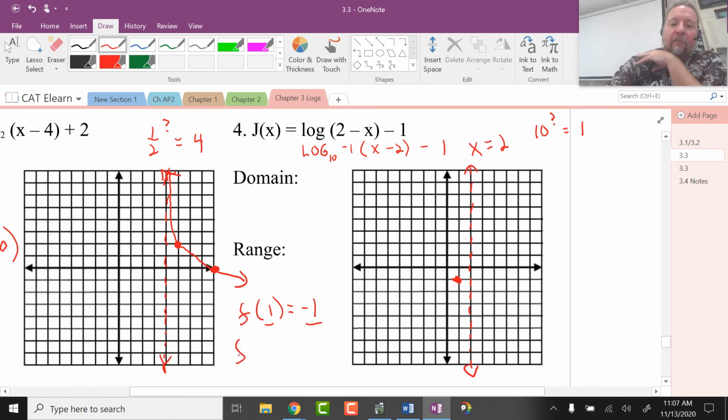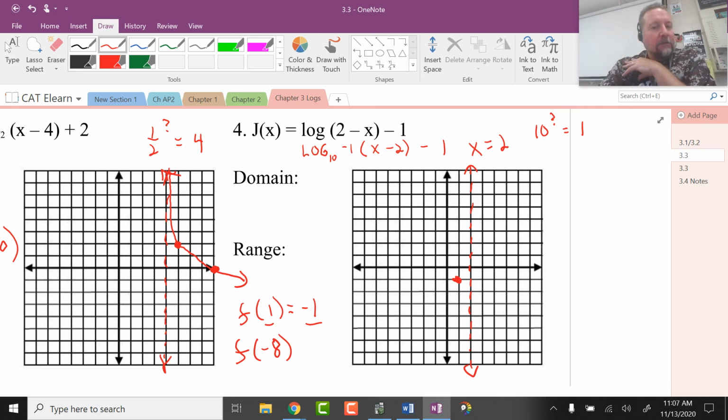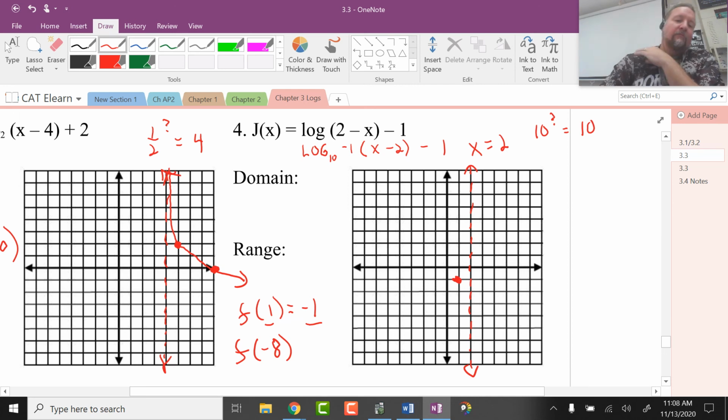I'm going to annoy you one more time. f of negative 8. Why would I pick negative 8? What's 2 minus negative 8, Lindsay? It's 10. We keep overdoing the negatives. And then 10 to what power equals 10? 1 minus 1 is what? So -8 comma 0, and that proves that I have this logarithm graph. It's awfully steep.